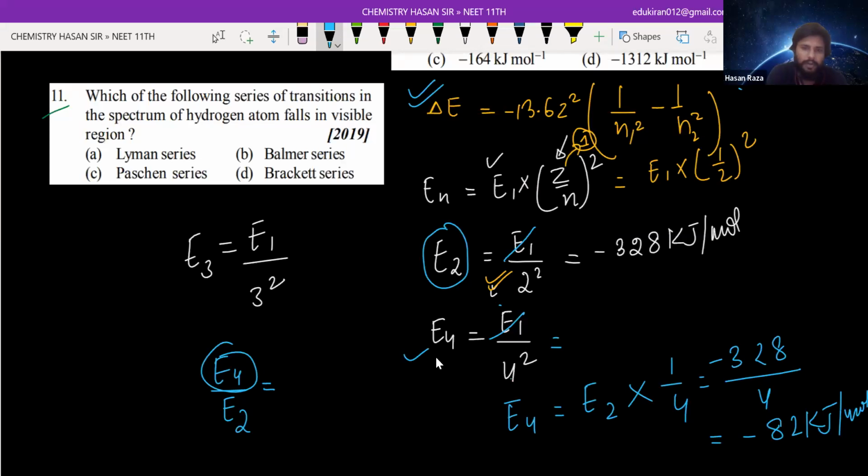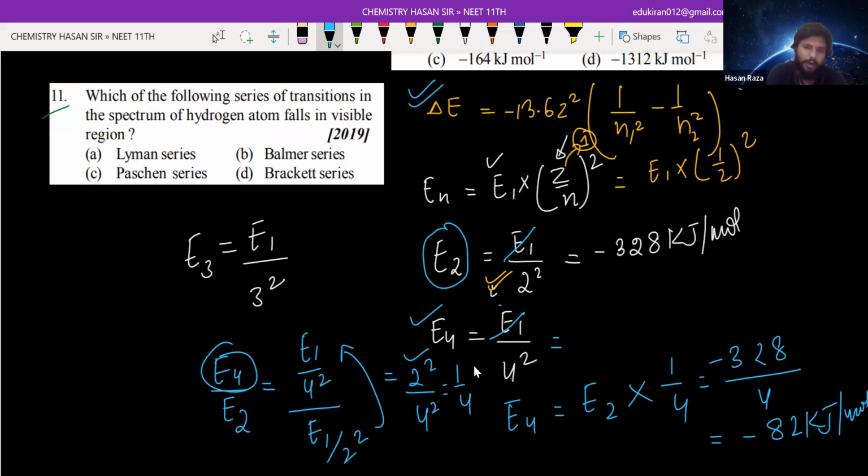Okay, got it. E4 is E1 upon 4 whole square, and E2 is E1 upon 2 square, right? So this will go up. I made the mistake directly. So 2 square upon 4 square, right? So we can write 1 by 4, right? Have you got it now? Yes, sir. Thank you for correcting me.